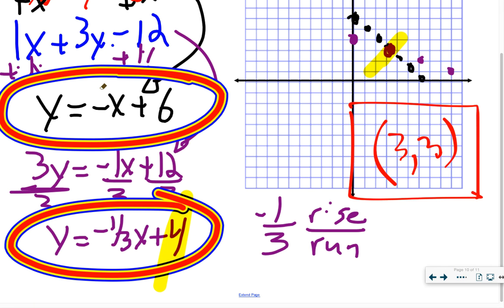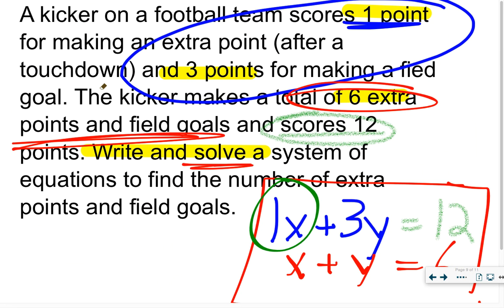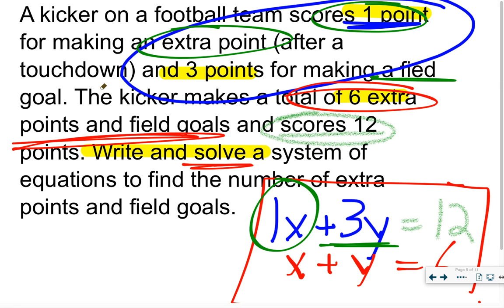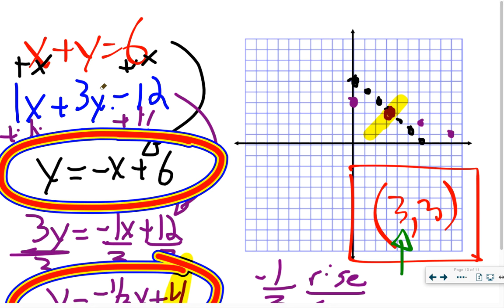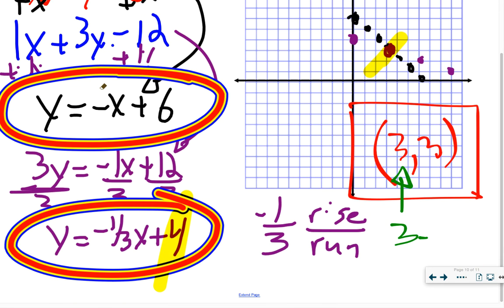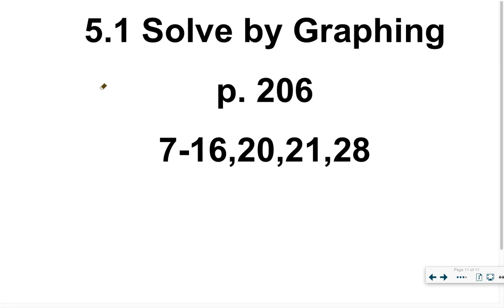So wait a second. That's your answer. Now what if it says, explain the meaning of that? Well, go back to our equation. What did the x stand for? It was attached to this 1. 1 point stood for extra points. How about the y? The y was attached to the 3, which was attached to a field goal. So this point means 3, 3. He made 3 extra points, and he also made 3 field goals. One example of a real-life way of solving systems of linear equations by graphing.